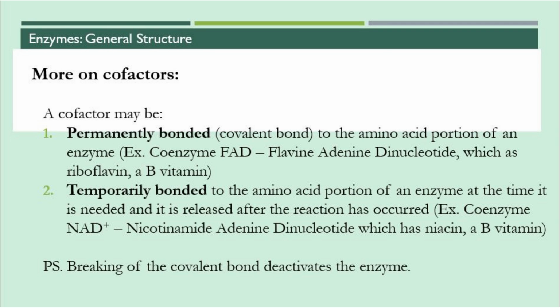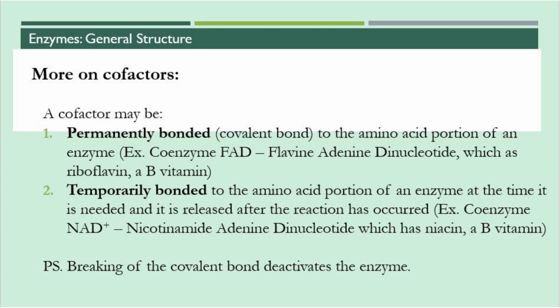Now, to continue, a cofactor may be permanently or temporarily bonded to the amino acid portion of the conjugated enzyme. Permanently bonded means via a covalent bond to the amino acid portion of an enzyme. An example of this is the coenzyme FAD, or flavin adenine dinucleotide, which has riboflavin, which is a B vitamin.